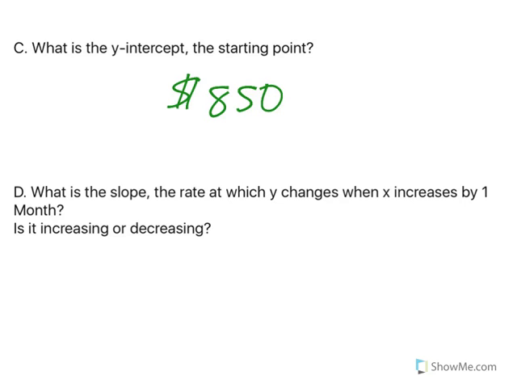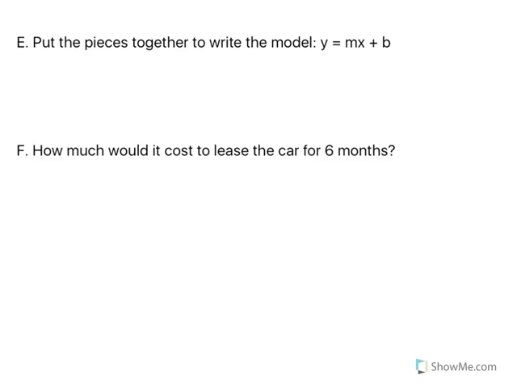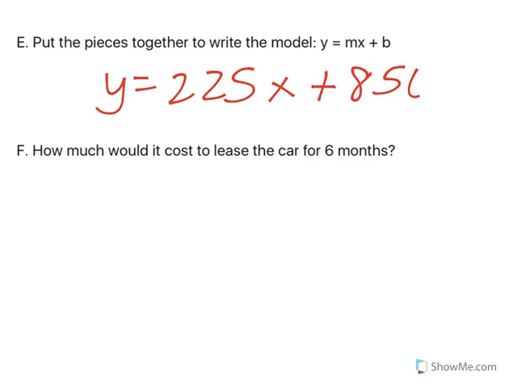So the slope is the 225. Well, let's use my symbols here. So the slope is 225 because every month you're paying 225, and this is increasing because you're paying it, right? Your cost is going up every month. Let's put those together to write our formula. Y equals my slope times X, X is the number of months, plus the Y-intercept. And that, our linear model, we can use to estimate all kinds of things.